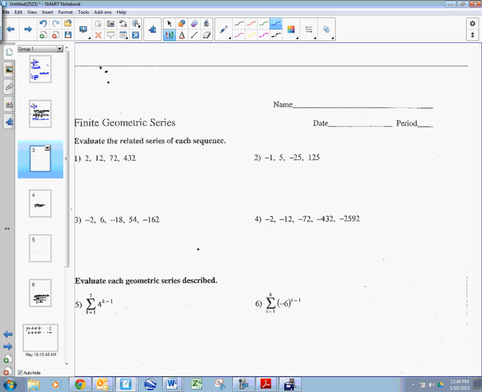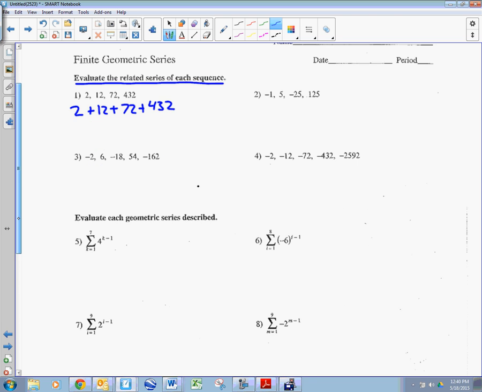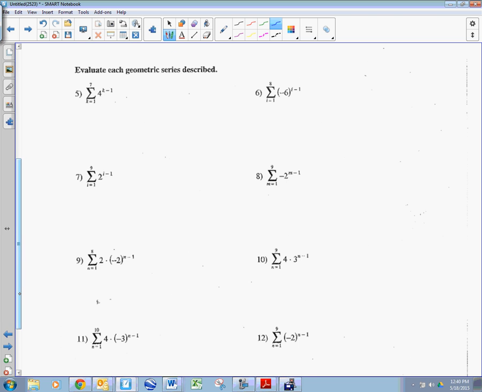Flip it over. Another sheet. Finite geometric series. Evaluate the related series of each sequence. So this is a sequence. What are you multiplying by each time? 6. You want to do 2 plus 12 plus 72 plus 432. Can you do that? Good. Let's move on. Just add them up.